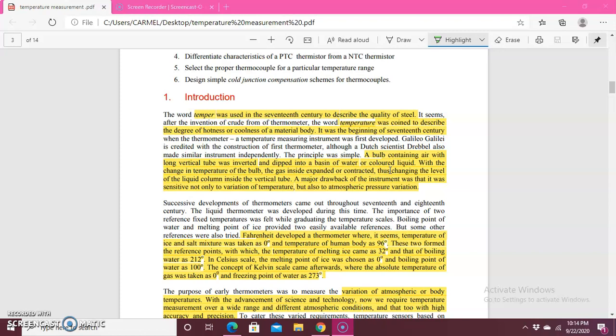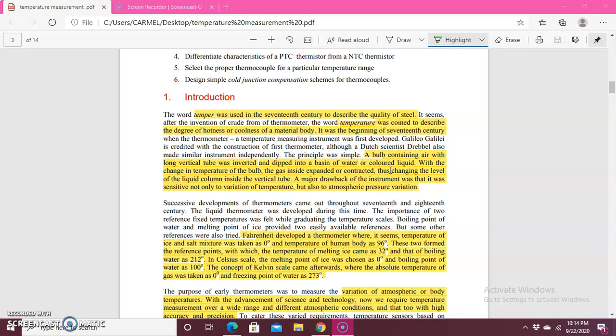There is a major drawback of this instrument: it is not only sensitive to temperature, but also to atmospheric pressure variation. After that, many developments were made for measuring temperature. There came devices like the liquid thermometer, RTD, thermocouple, thermistor, AD590, and pyrometer. These are all devices used for measuring temperature.